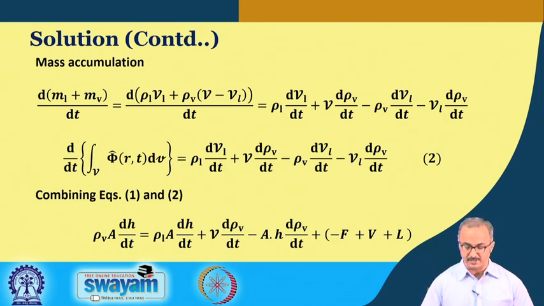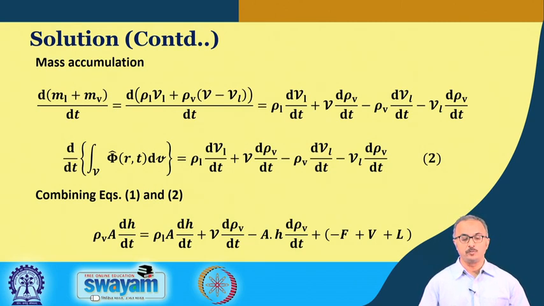However, if you look at this expression, it is not very straightforward. It is a differential equation in terms of H, where one term has dH by dt, another term has just the height of the liquid, and the rest of the terms do not have H. But this will need knowledge of the variation of the vapor density with time, and the rest can be solved using some standard solver for differential equations.